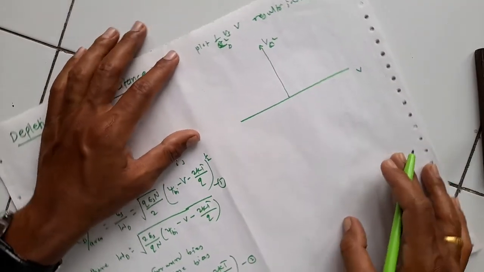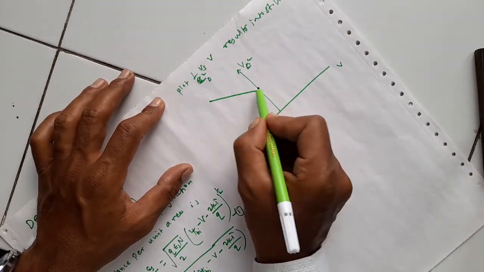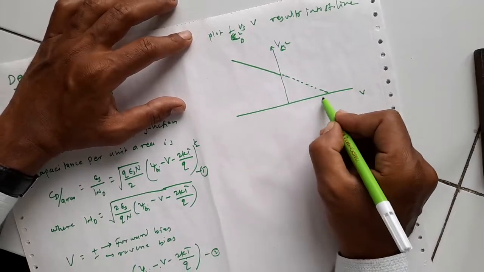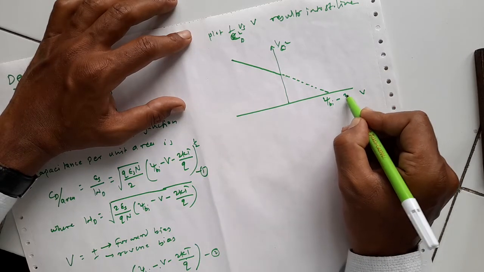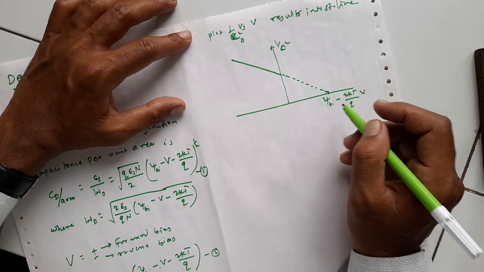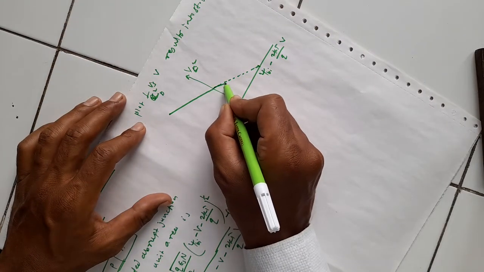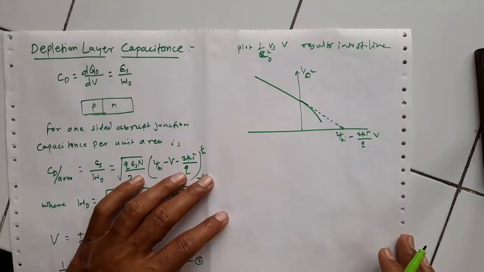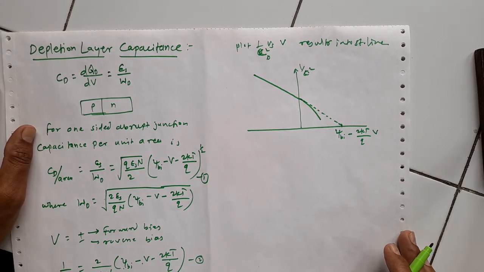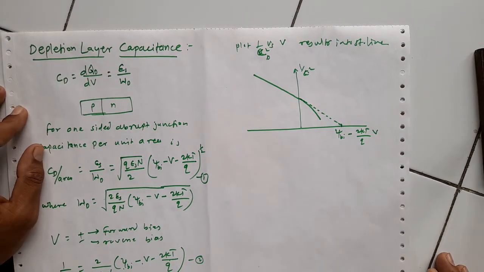So what it can give us, it is just trying to get this behavior, and if you try to extrapolate it, then this is psi_bi minus 2kT by q at the point of intersection. Or else the slope we can expect to have this behavior. So 1 by C squared versus V will yield us the built-in potential, and the doping density N can give us the information.